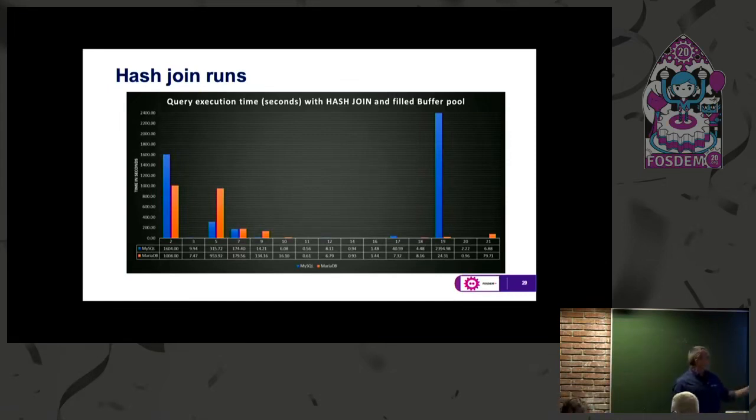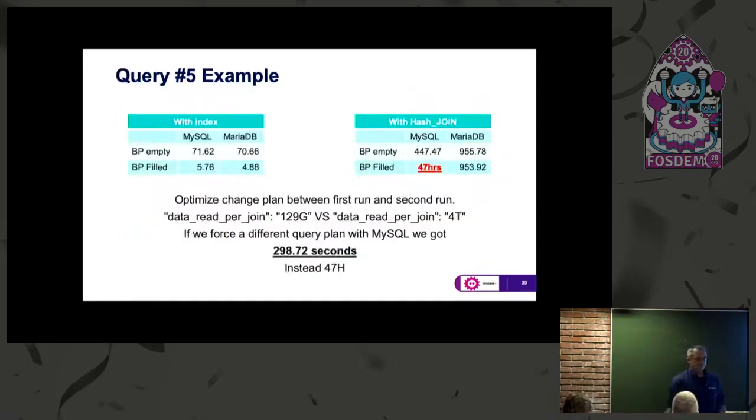But again, as we see, the queries that were not correct, the queries that were taking long, they were still taking long. And here we have an example. Query 5. With index, Query 5 takes 71 seconds in MySQL with a buffer pool empty, and 5 seconds with buffer pool filled. In MariaDB, it takes 70 seconds and 4.88. So MariaDB is better. MySQL takes a little bit longer, but it's a matter of a few things. It's not really too much.